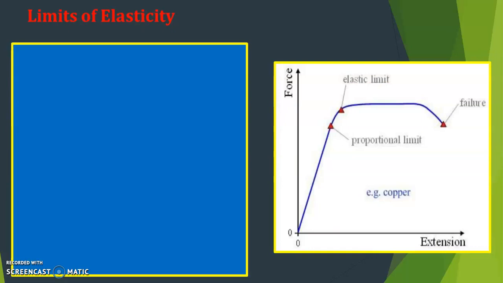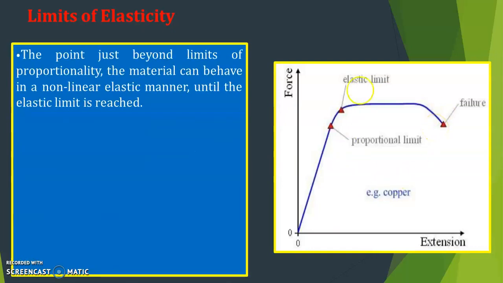Then after that, the limit of elasticity. Till here it is the proportional limit. Then after that there will be a change in the linear nature. So the point just beyond the limit of proportionality, the material can behave in a non-linear elastic manner until the elastic limit is reached. So it behaves in a non-linear manner until this elastic limit is reached. This is the proportional limit and this is the elastic limit.